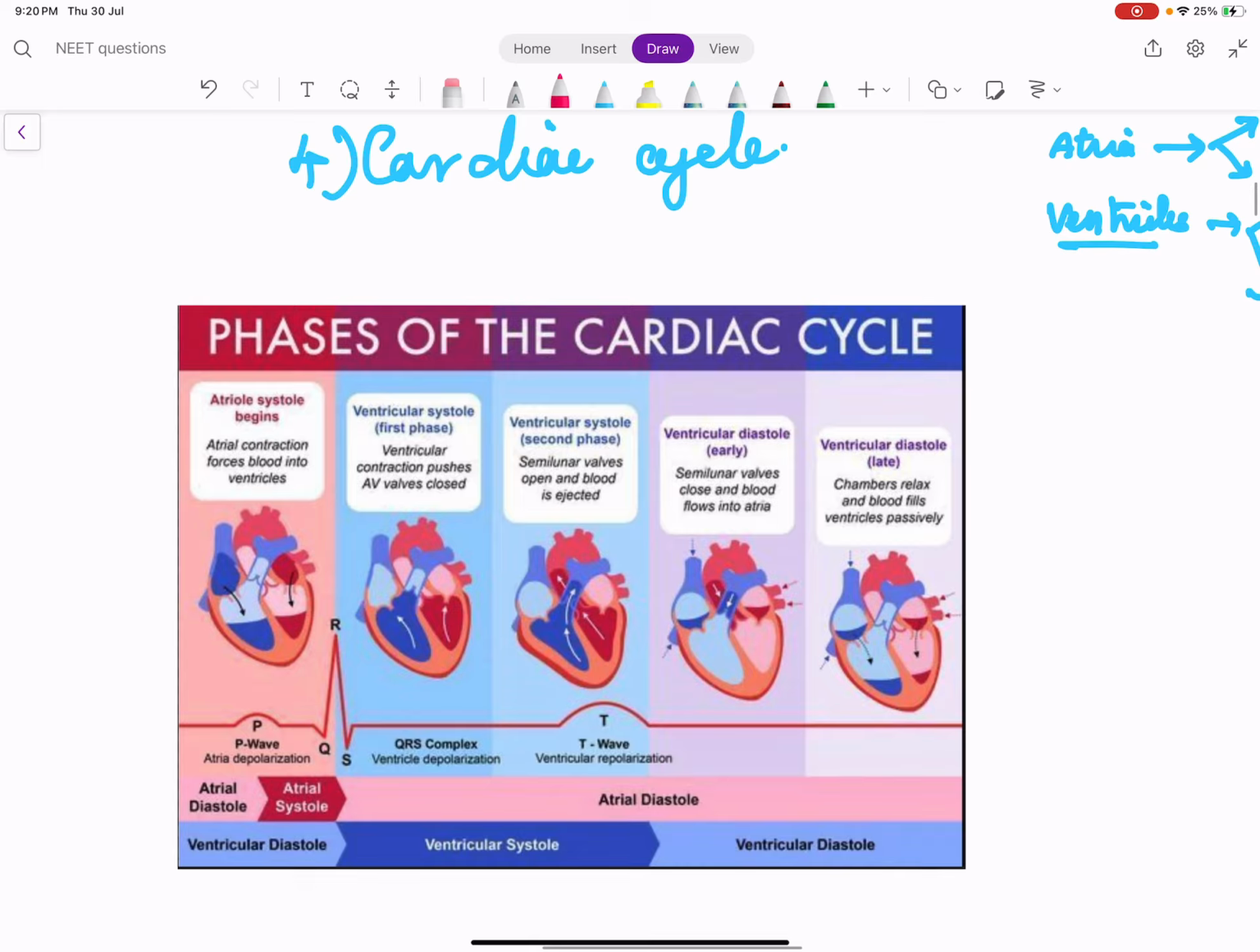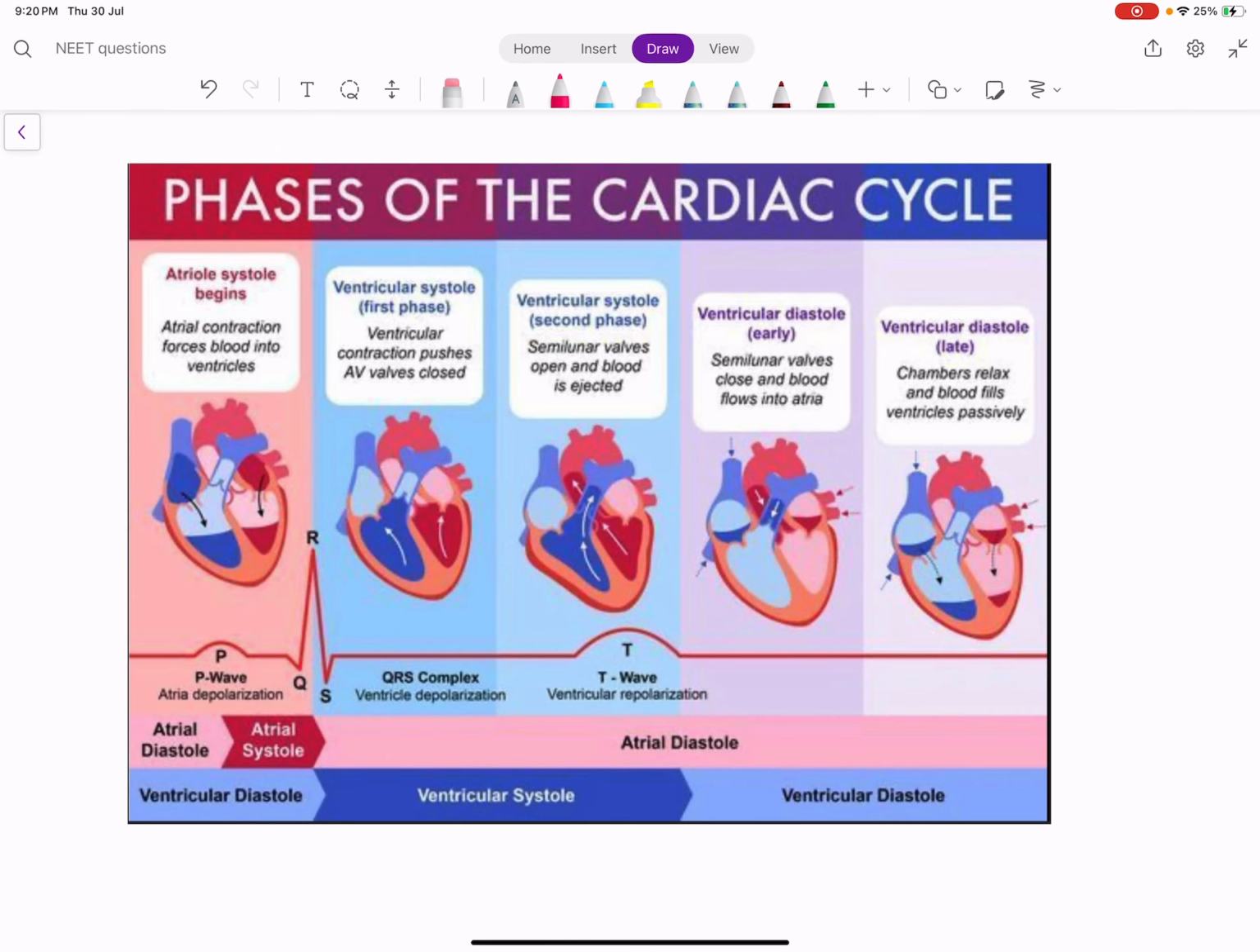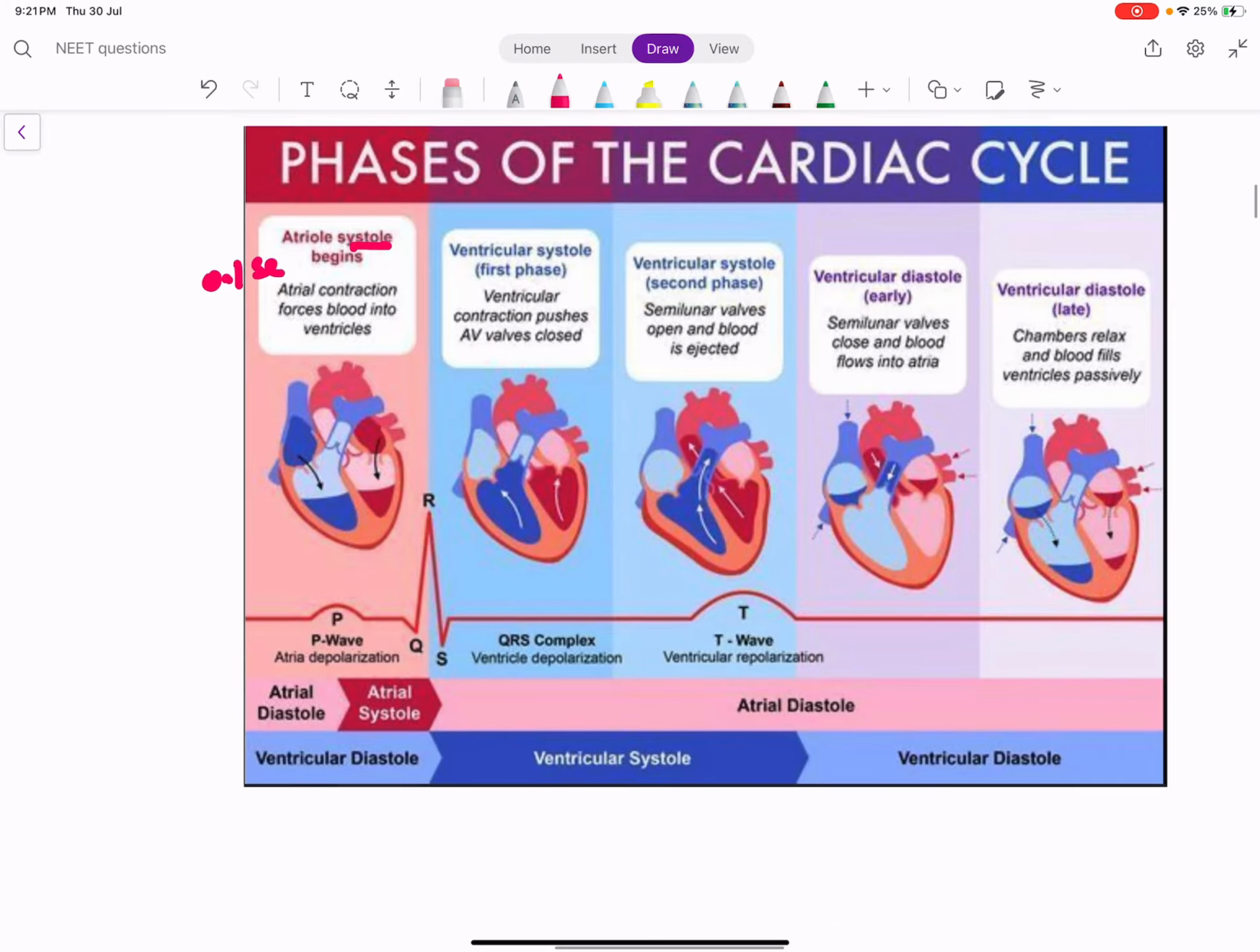So we will just recap the phases of the cardiac cycle. I told you atrial systole is only 0.1 seconds. It correlates with the last part of the ventricular diastole. So what does atrial systole do? It pumps blood from the atria into the ventricles before the ventricle goes for contraction.